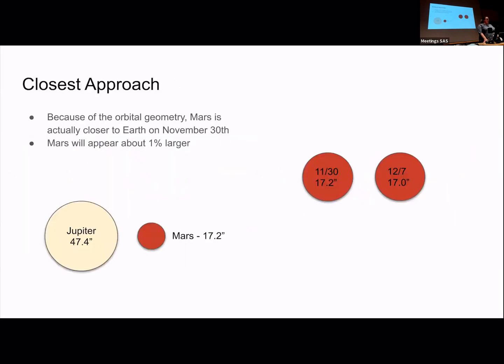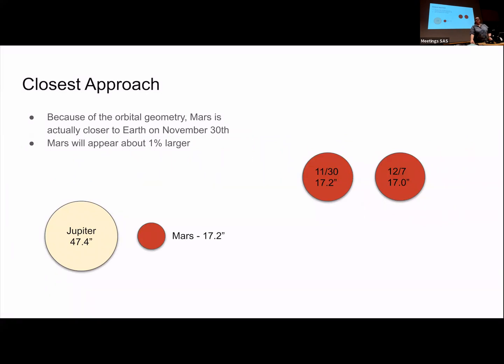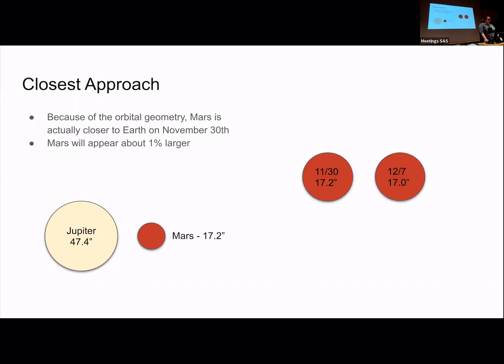The other thing I want to comment on is that the closest approach of Mars doesn't actually happen when we have that opposition geometry, when we have Sun, Earth, and Mars in alignment. The closest approach actually happens just slightly before. So for us, that's going to happen on November 30th, whereas the opposition is going to be on December 7th. And it's going to be a whopping 1% larger on November 30th, so it'll be 17.2 arc seconds in diameter versus 17 arc seconds in diameter.